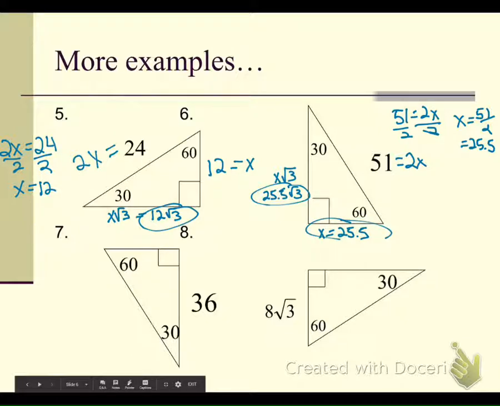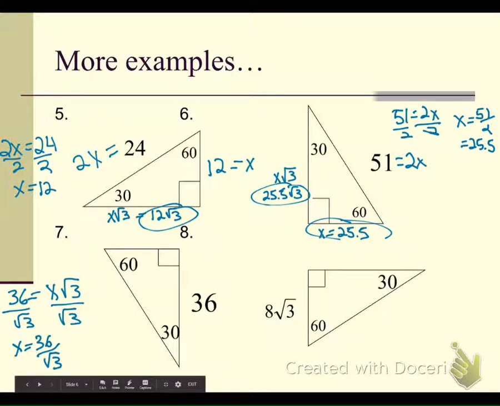Okay, we have 2 more. We're going to make it through them. So right now we have the 36. The 36 is opposite of which angle? It's opposite of 60. And we know the formula for the side opposite of 60 is x square root of 3. We need to get our x by itself, so we're going to divide by square root of 3. I end up with x equals 36 divided by the square root of 3.